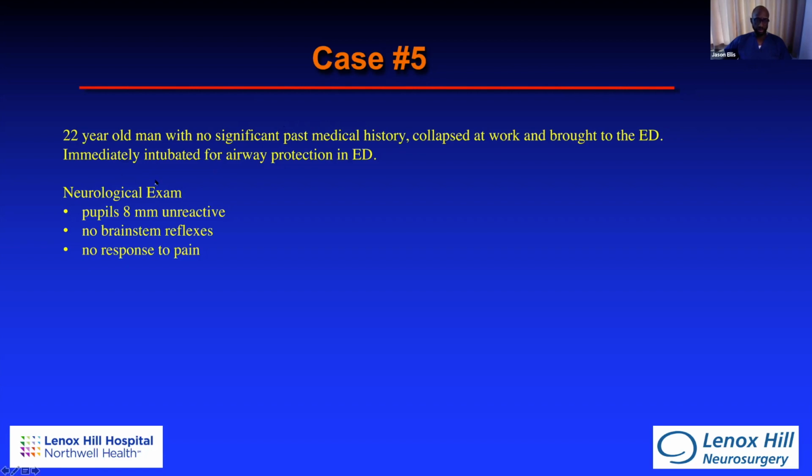His examination was this: pupils 8 millimeters and unreactive. He had no brainstem reflexes. What are brainstem reflexes? Things like what happens when you flash a light into the eye. The pupils should constrict. In his case, his pupils remained dilated at 8 millimeters and fixed, so they had no response to light. Other brainstem reflexes, things like a cough response.